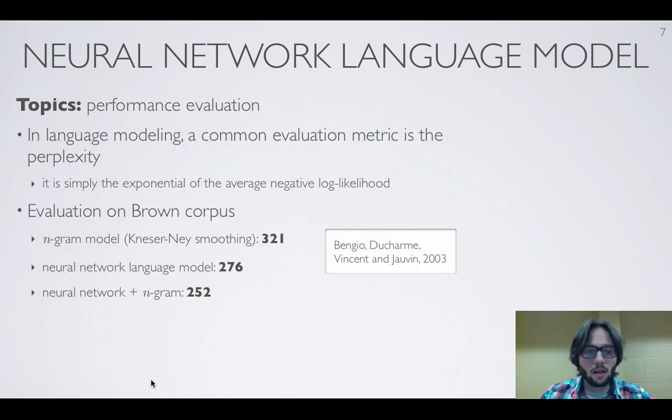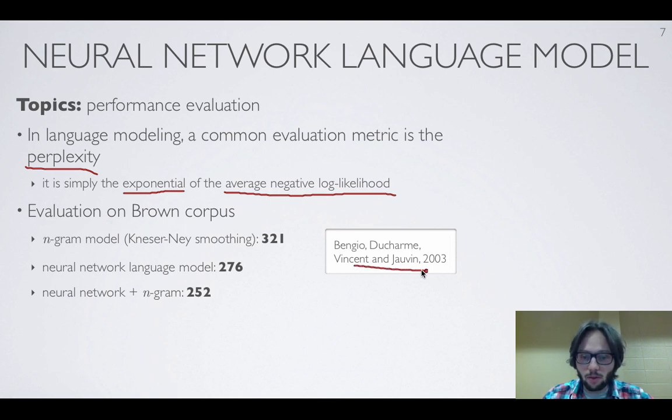So when we're evaluating language models, a common evaluation metric that's used is the perplexity. It's an information theoretic measure. I won't describe it. I'll just say that it's essentially the exponential of the average negative log likelihood of some given data set. So you take the average negative log likelihood, and then you just take the exponential. Turns out it's the perplexity. And so again, the lower the number, the better, much like the average negative log likelihood.